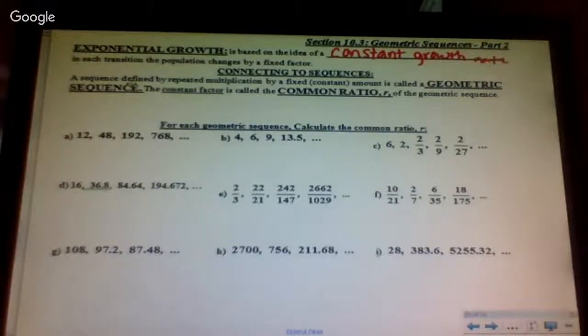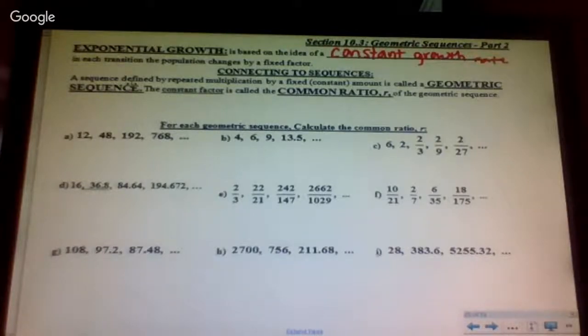Okay, so just like arithmetic where you added the same number or subtracted the same number over again, this is a constant growth rate. So you're multiplying by the same number over and over and over again. If you multiply by a whole number, it's going to go up. If you multiply by a number less than 1, it is going to go down.